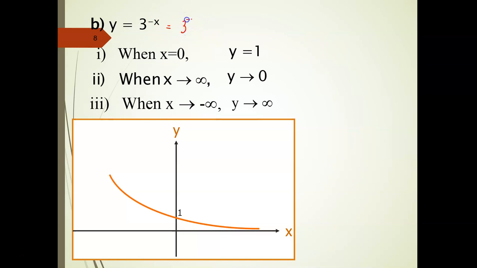So this is 3 power negative 1 power x, can? So 3 power negative 1 is actually 1 over 3, power x. So in this case, your a is between 0 and 1. This is the second case, where your x is a real number.